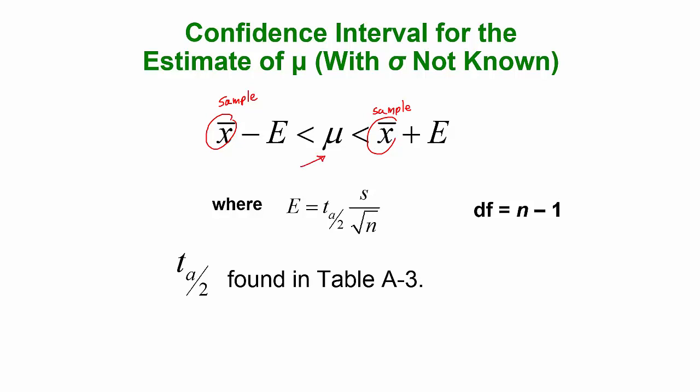Now our notation in the middle is, since we're estimating a mean, then we have to use the correct notation for that. So you're going to put a mu symbol in the middle. Now the margin of error formula is t sub alpha over 2 times s over the square root of n. And it also is associated with the degrees of freedom of n minus 1. And we look up the critical value in table A3.